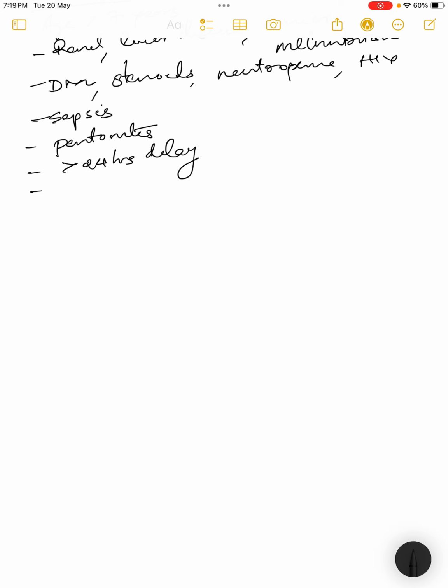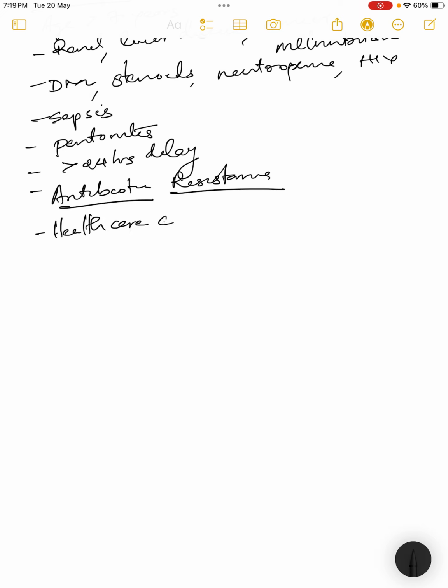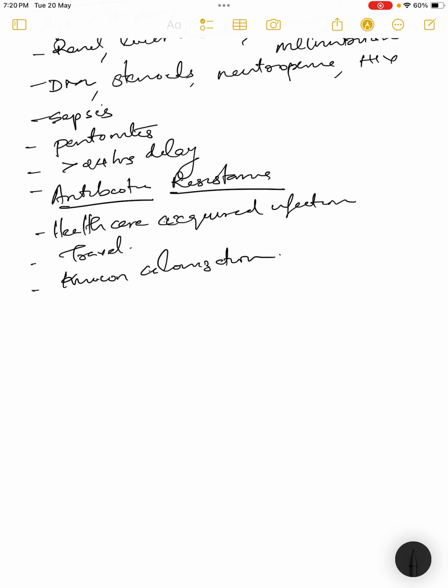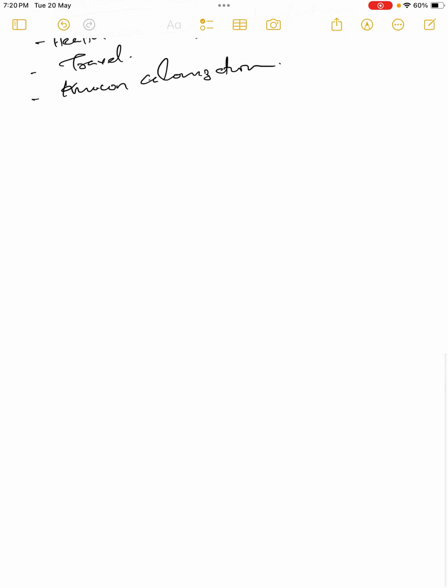And one more thing we have to keep in mind. When should we suspect antibiotic resistance? If it is a healthcare related, healthcare acquired infection, or the patient has travelled to areas of high antibiotic resistance within the few weeks prior to the infection onset, or if antibiotics were received during travel, and if there is colonization with antibiotic resistant organisms. So these are the common risk factors.